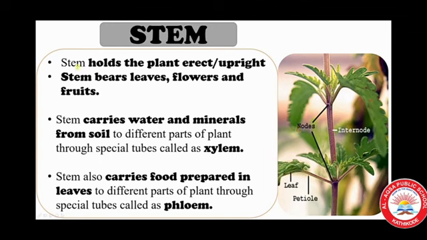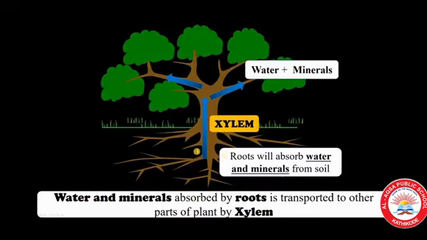Now we can discuss the stem. Actually, the stem holds the plant erect, upright, and the stem bears leaves, flowers and fruits. The stem carries water and minerals from soil to different parts of the plant through special tubes called xylem. And the stem also carries food prepared in leaves to different parts of the plant through special tubes called phloem.